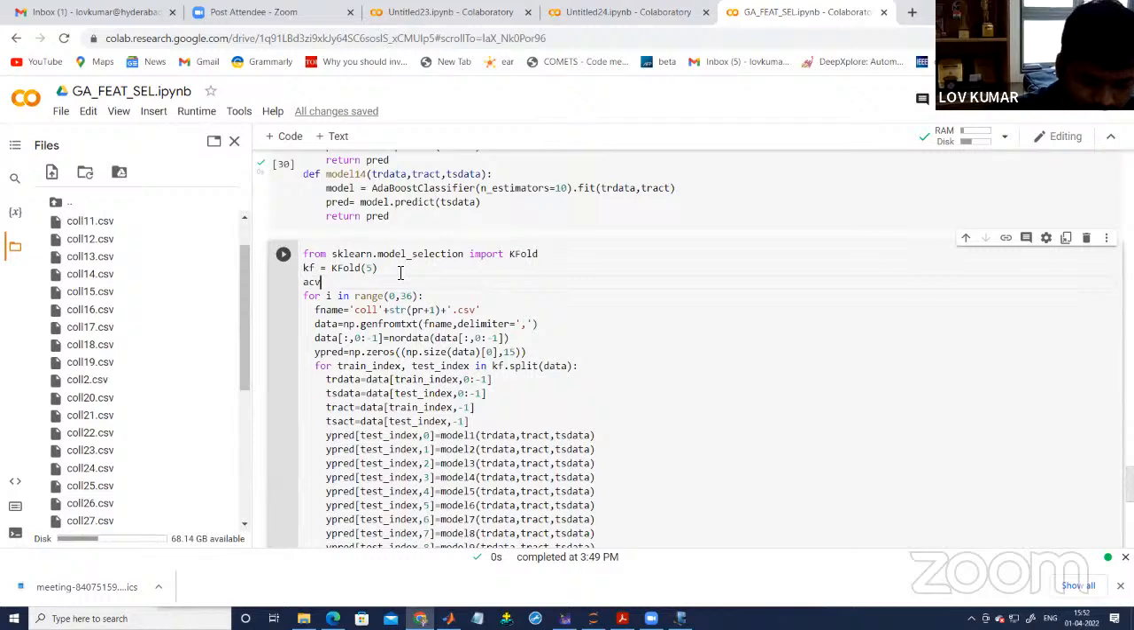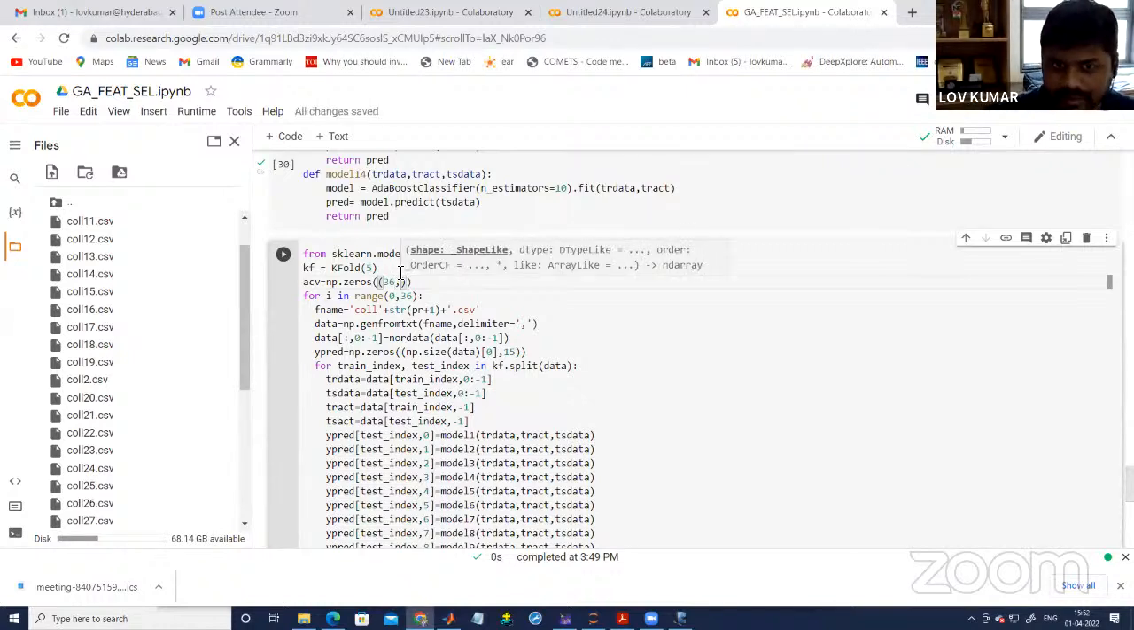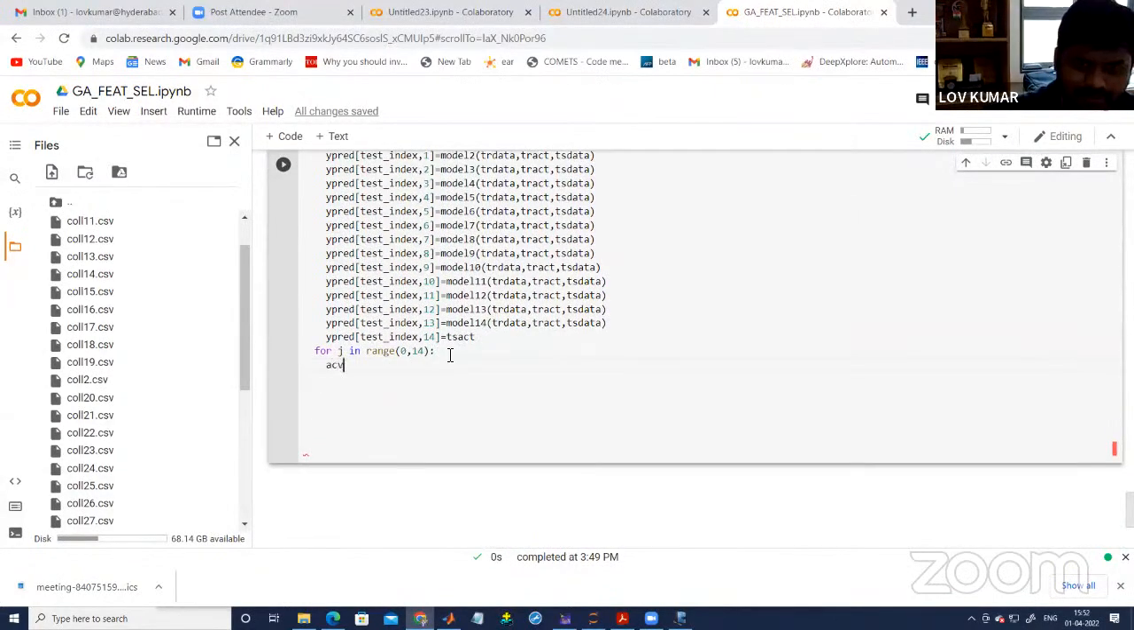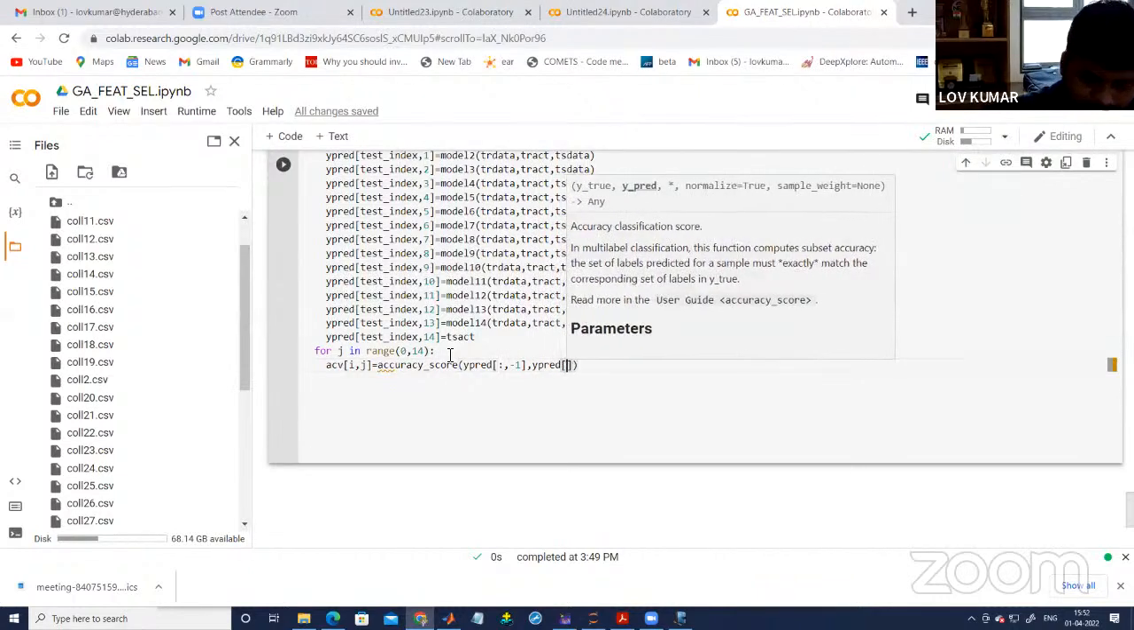So here we are defining one accuracy value equal to np.zeros. We are working for 36 projects, so we are writing 36, and 14 techniques, so we are writing here 14. So now we are going to calculate ACV, accuracy value of i, j equal to accuracy score of y predicted all column minus 1, that is our actual value, y predicted all column.